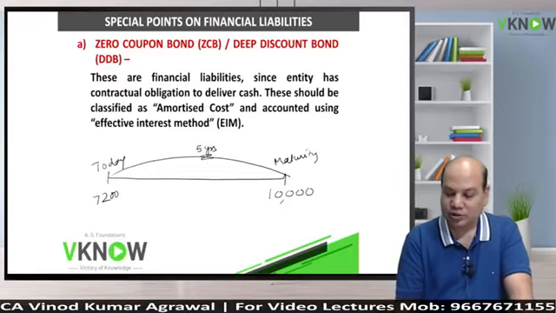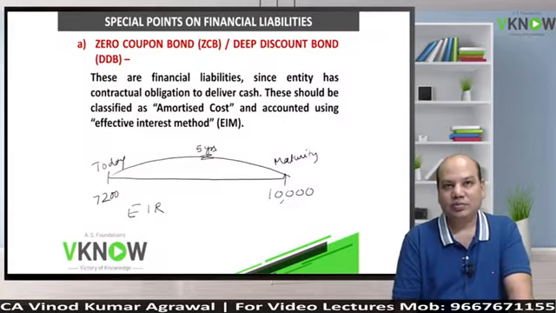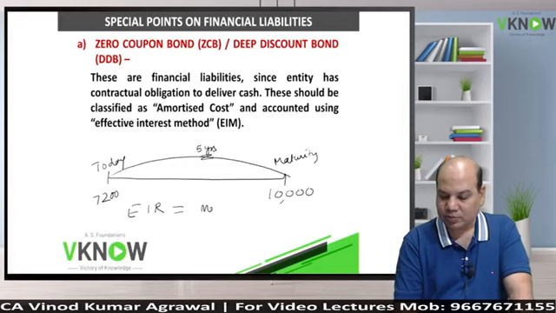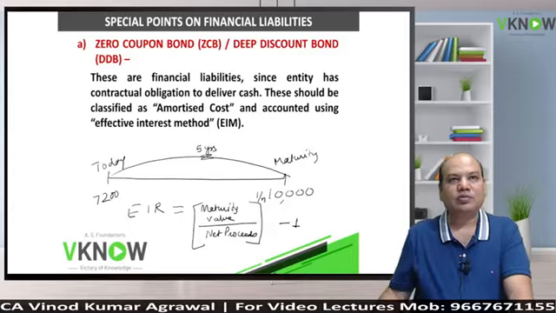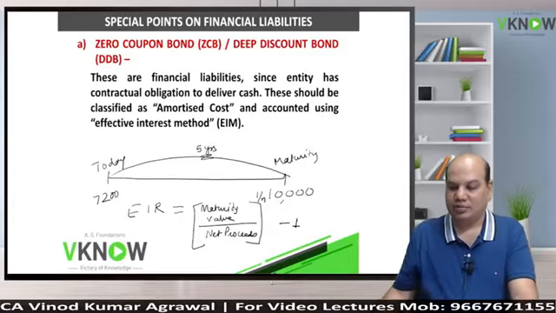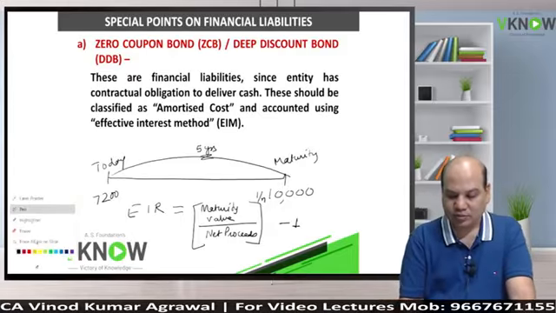So what you will do in this case is compute the effective interest rate. How do you compute the effective interest rate? By applying the IRR formula, or you can apply this formula: maturity value divided by your net proceeds, to the power 1 by n, minus 1. Mathematically we are doing the same thing. What is 1 by n?